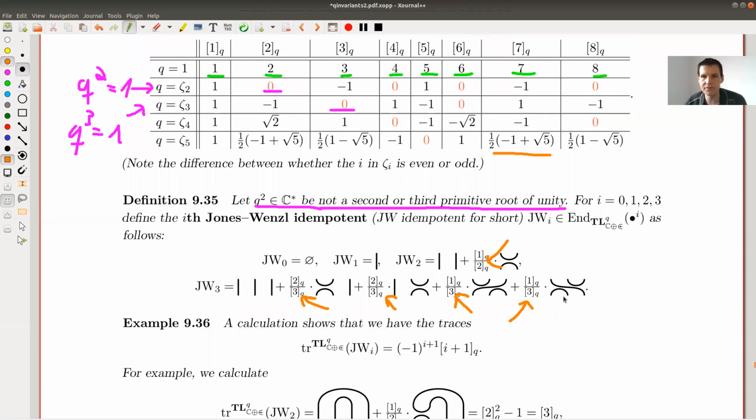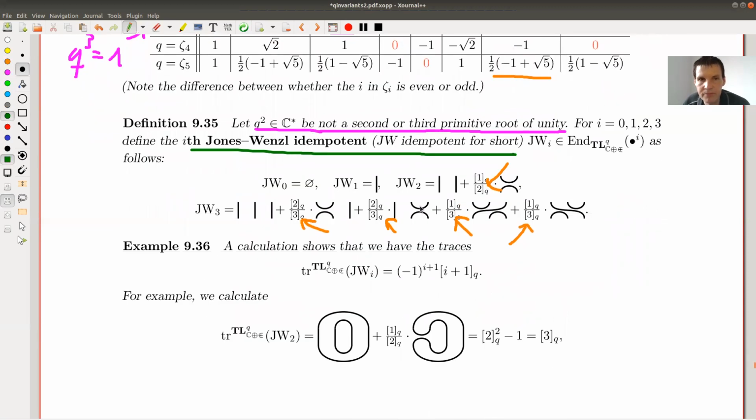And I can write down those expressions, which are called the Jones-Wenzel idempotents. And we will revisit them next time. For now, I just write down the first three of them. Jones-Wenzel 0 is just empty, Jones-Wenzel 1 is just one strand, Jones-Wenzel 2 is this expression. And that's why I don't want quantum 2 to be 0. And Jones-Wenzel 3 has those 5 diagrams turning up here.